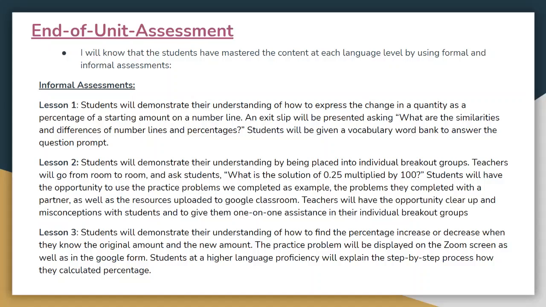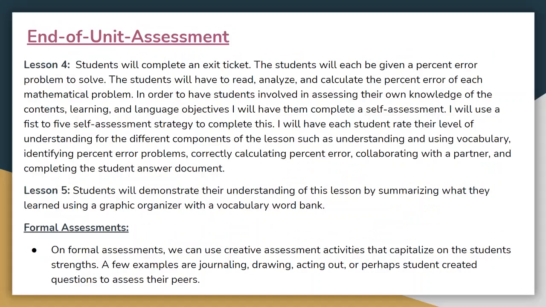The informal assessment of lesson 3 is: students will demonstrate their understanding of how to find the percentage increase or decrease when they know the original amount and the new amount. The practice problem will be displayed on the Zoom screen as well as in the Google form. Students at a higher language proficiency will explain the step-by-step process of how they calculated percentage. The informal assessment for lesson 4 is: students will complete an exit ticket. The students will be given a percent error problem to solve. The students will have to read, analyze, and calculate the percent error of each mathematical problem.